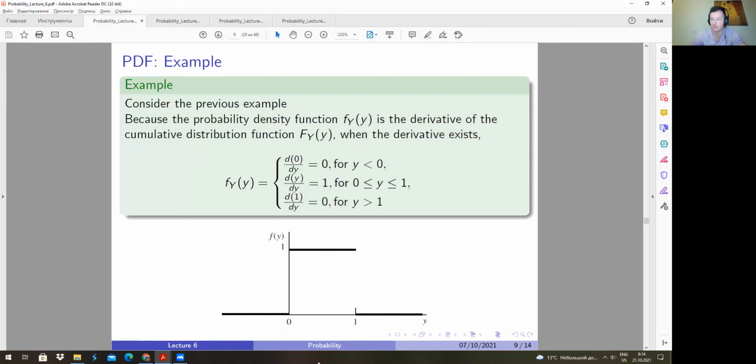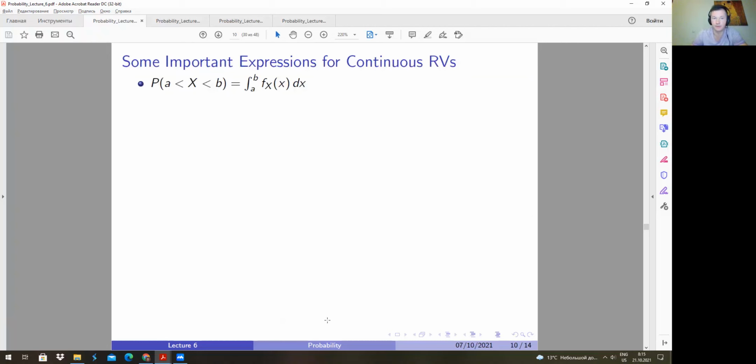So now some important expressions for continuous random variables. We are going to use these expressions a lot from this point. First of all, when we want to calculate the probability that the random variable is between two values, a and b, for example, this probability is calculated as an integral of the PDF with limits of integration from a to b here. So it's something similar to the definition of the CDF itself.